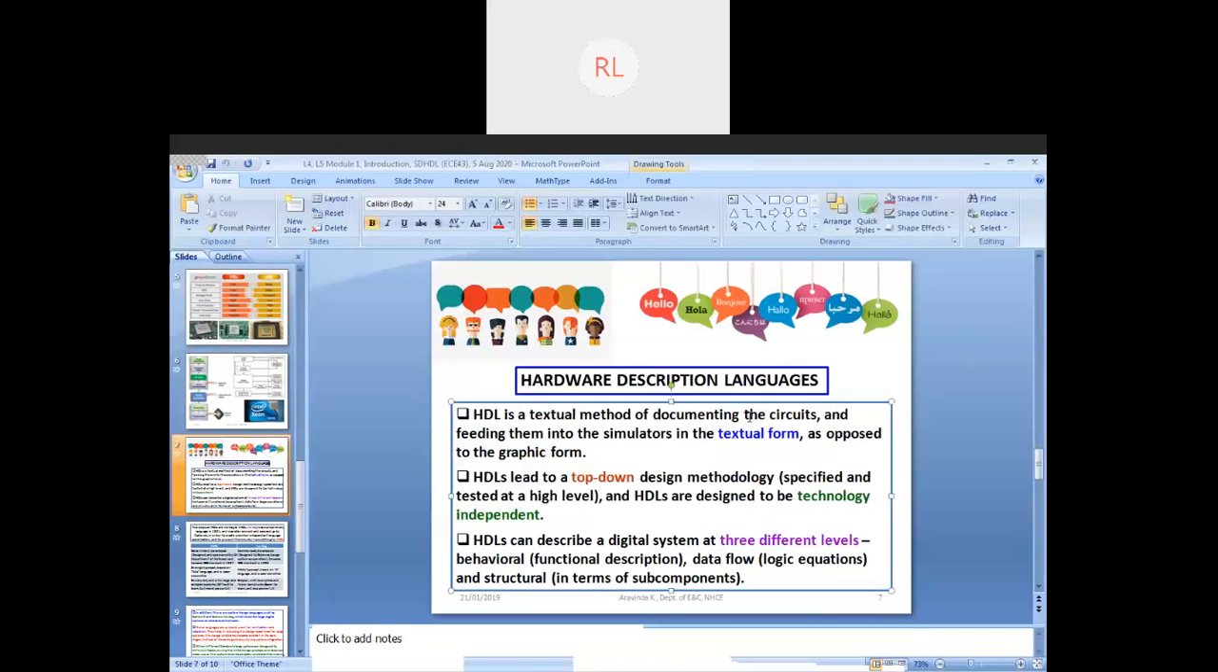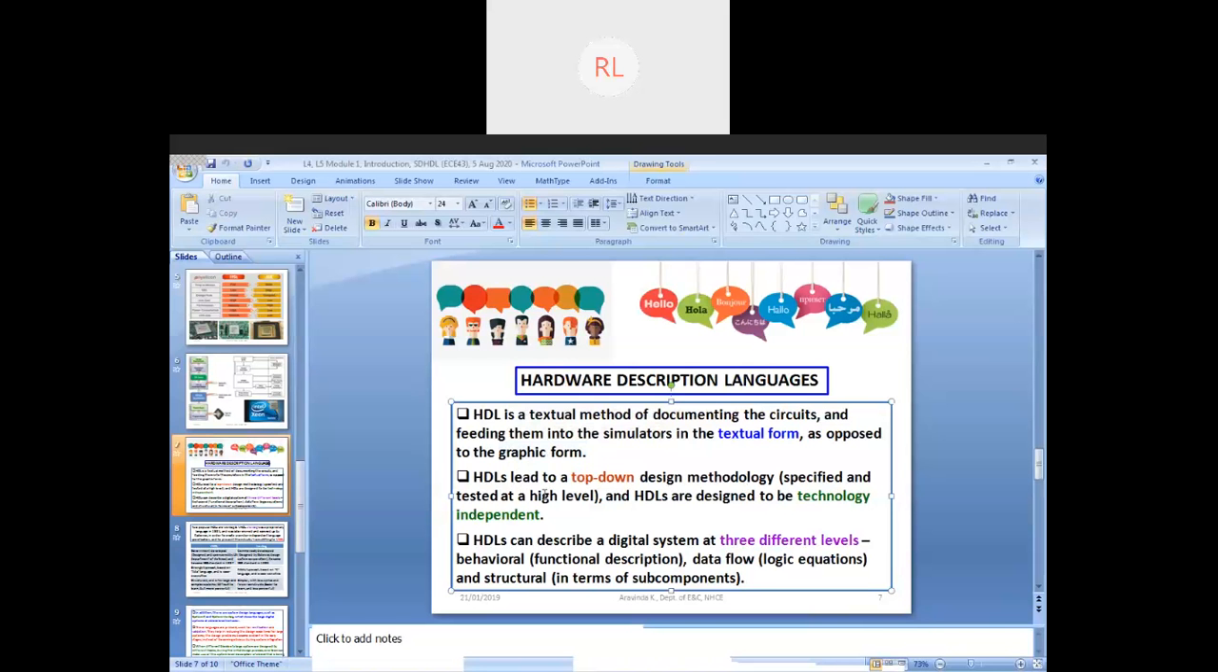Okay. So HDL is a type of text which documents the circuits. So if I have to say the operation of AND, then I have to write it as A and B, right? So this text is actually typed in Xilinx as a program and it is implemented, right? Then it doesn't have any graphics while programming because we are actually putting it in the form of text, right?